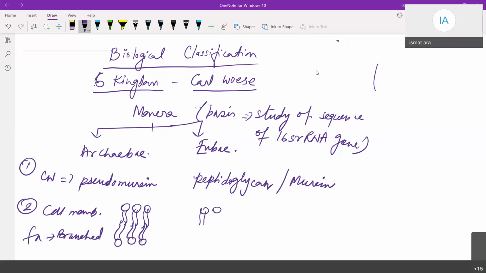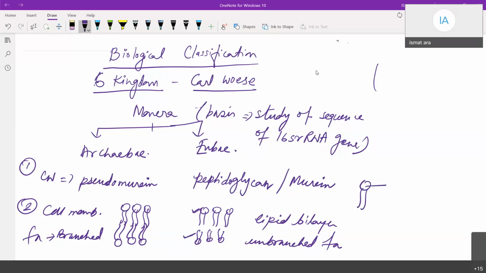This is fatty acid, this is fatty acid. Now this is one layer of fatty acid and this is another layer of fatty acid. So we can say that the cell membrane of Eubacteria consists of a lipid bilayer. Bi means two, you can see two layers. The fatty acids here are unbranched fatty acids.